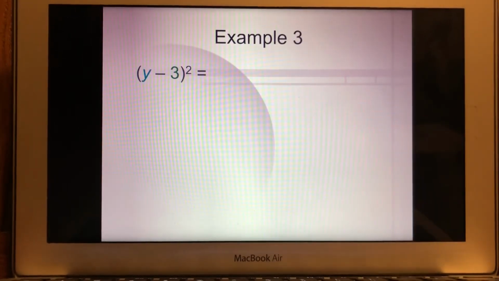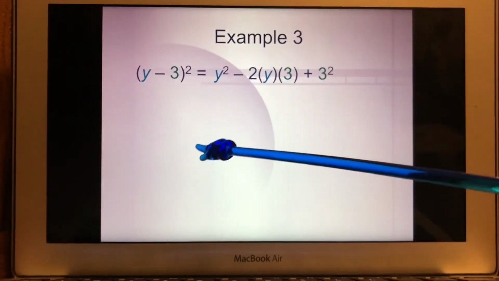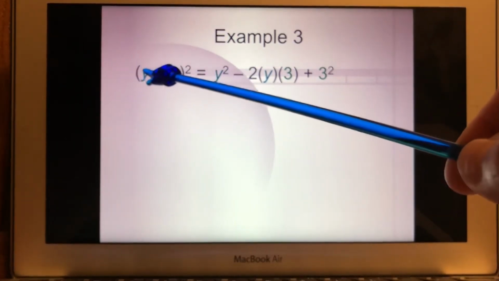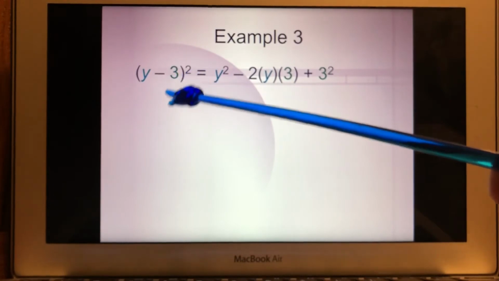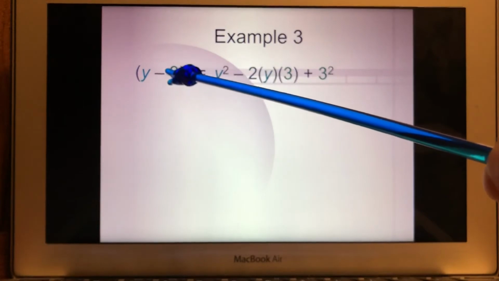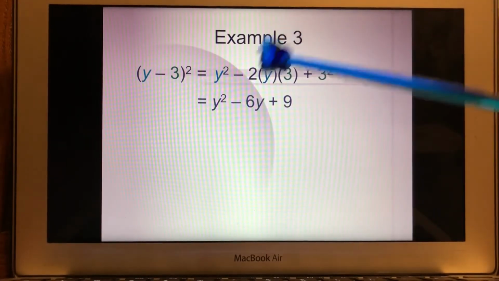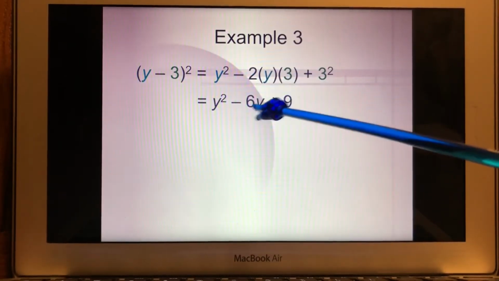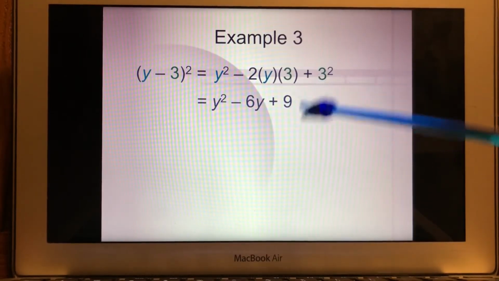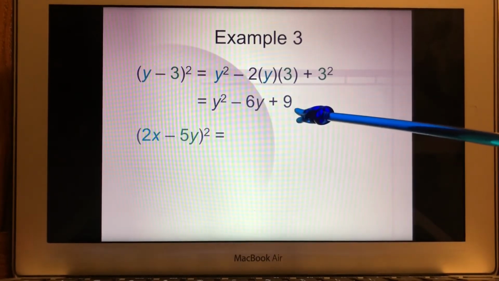All right, now let's say we have y minus 3, the quantity squared. If we take the first term, y squared, and then 2 times y times negative 3, that's going to give me negative 2y3, and then negative 3 squared gives me plus 3 squared. So y squared, 2 times 3 is 6y, plus 9. And there's my final answer on this one.